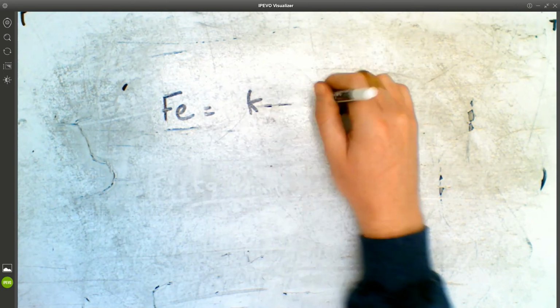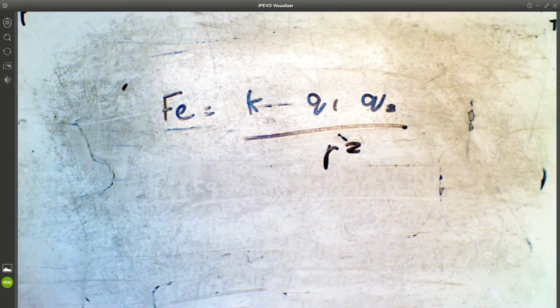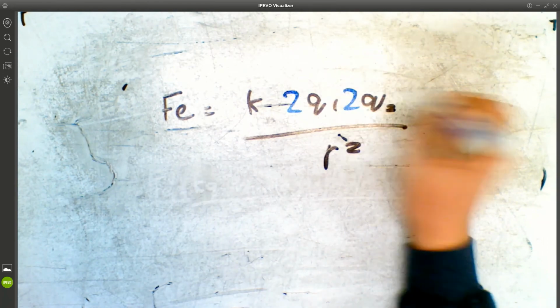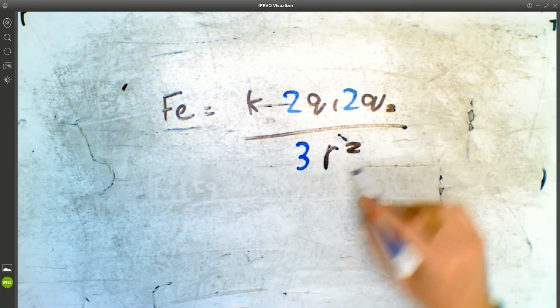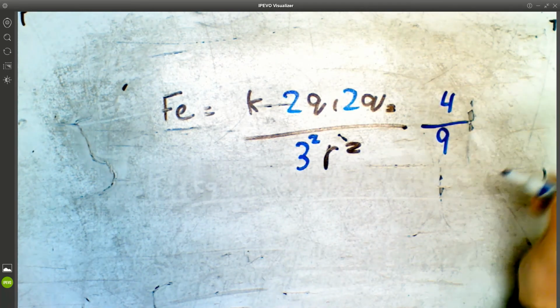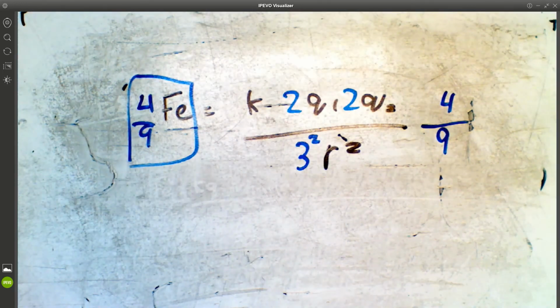Fe equals K, Q1, Q2, all over R squared. And I like to use a different color. It says that both charges were doubled, and this is tripled, and because R is squared, this gets squared. So 4 over 9. So this is going to be 4 over 9 of what it was before.